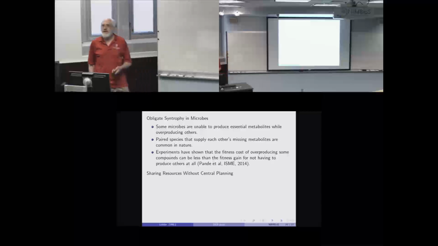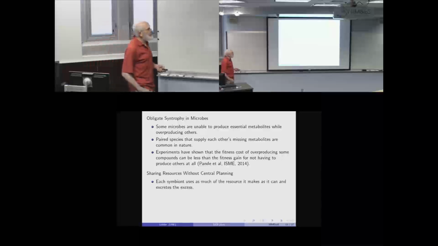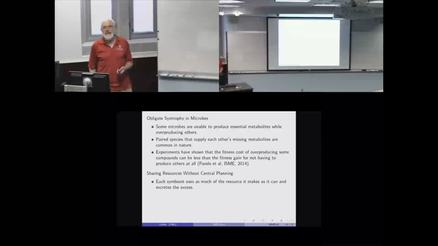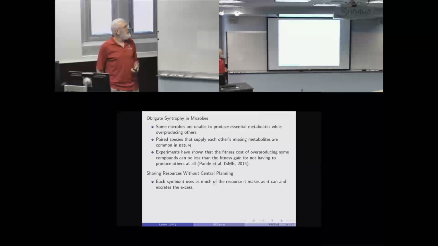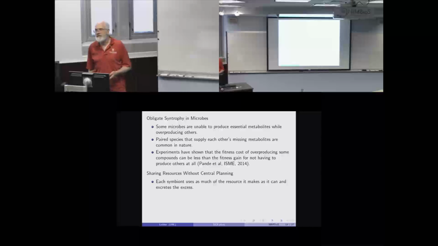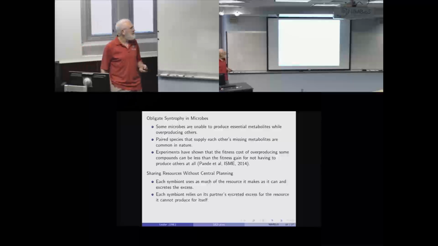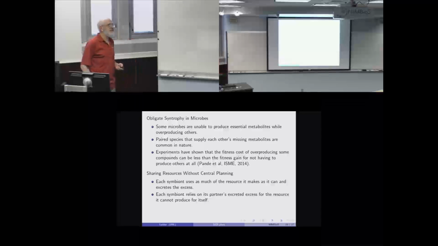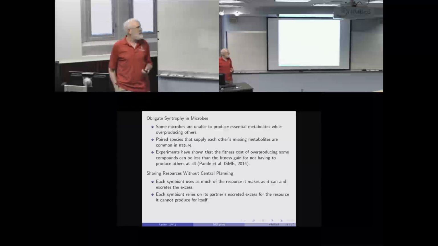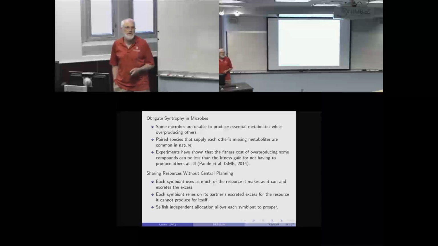So how do you share resources without central planning? So in the case of pure obligate syntrophy in microbes, there's obviously no central planning. How do you do it? Well, each symbiont uses as much of the resources it makes as it can possibly use, and it excretes the excess. So if I'm making a huge amount of resource A and I'm hardly getting any resource B from my partner, I can't use much of the resource A that I produce, so I excrete the excess, which is then available to my partner. Each symbiont relies on its partner's excreted excess for the resource it can't produce for itself. And selfish independent allocation allows each symbiont to prosper.